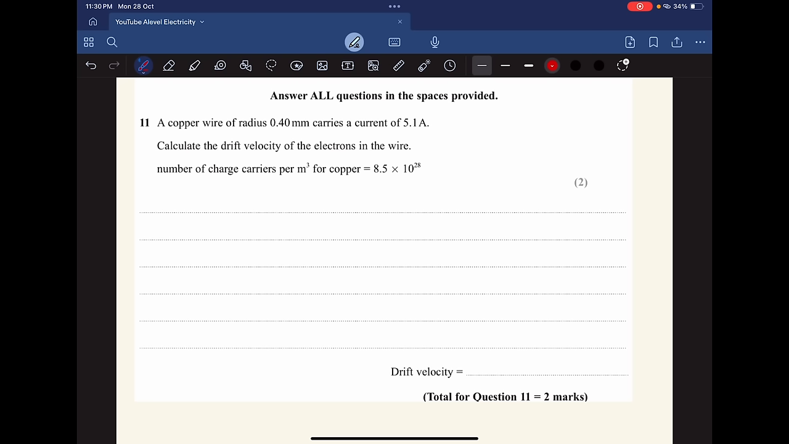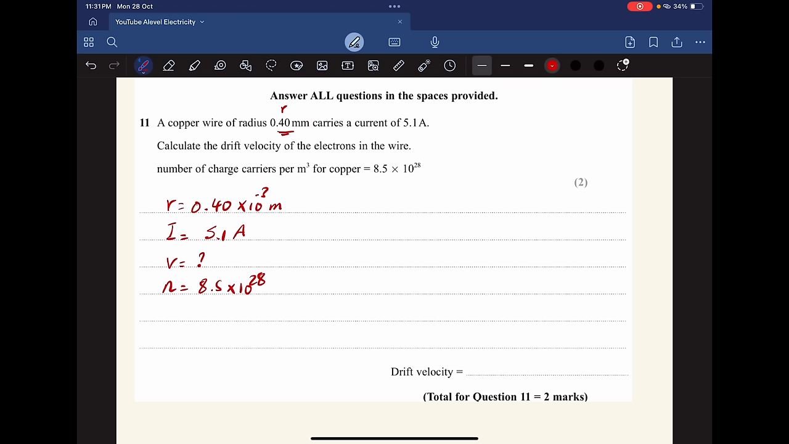Please have a look at this question. Copper wire radius, which is 0.40 millimeter. So this is the radius. Let me write them down: 0.40 times 10 power minus 3 meter. The electric current here is 5.1 ampere. The examiner is asking for the drifting velocity, which is unknown. And the number of charges per cubic meter is 8.5 times 10 power 28.